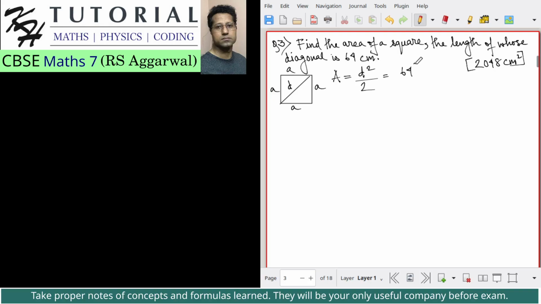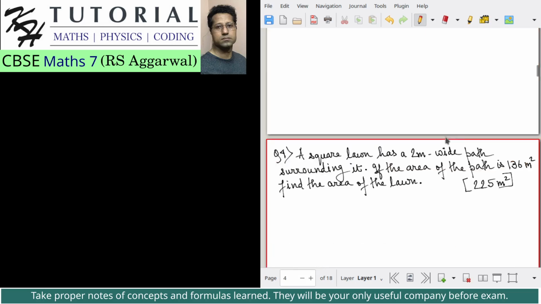So 64 square by 2, this much centimeter square. So this is equal to 64 multiplied by 64 divided by 2, this much centimeter square, and this is equal to 64 multiplied by 64 divided by 2 is 2048. So 2048 centimeter square is the area of the square. Okay. Let's see the next problem.